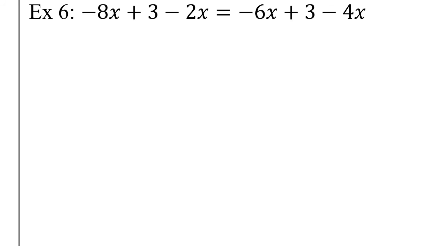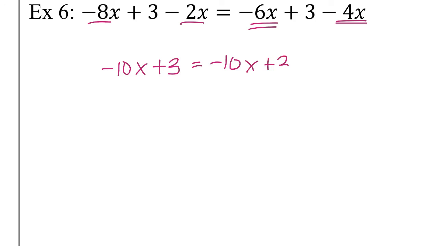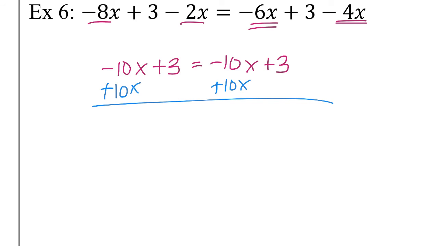Example 6. Negative 8x plus 3 minus 2x equals negative 6x plus 3 minus 4x. There are no parentheses, so I'm going to go ahead and combine like terms. So on the left, I can combine negative 8x and negative 2x to make negative 10x. Then on the right, I can combine negative 6x and negative 4x to make negative 10x. Now that everything's combined, we're going to move our variables. So I'm going to add 10x to both sides, and look what happens again. Negative 10x plus 10x makes 0, and then on the right-hand side, the same thing.